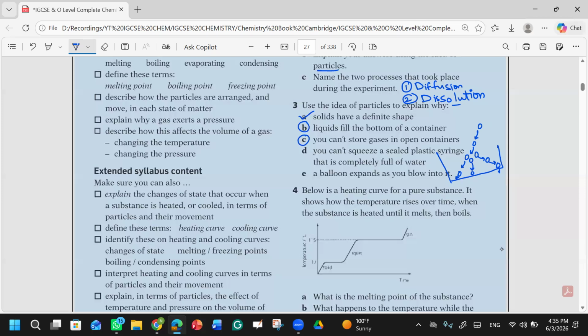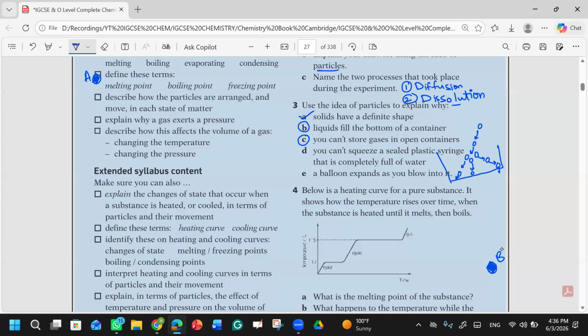For example, you have a particle over here and a second particle over here. They move in random directions. You see these two particles, particle A and particle B, are far apart from each other, so there will be minimal attraction between them. That is why gases are randomly spread out.